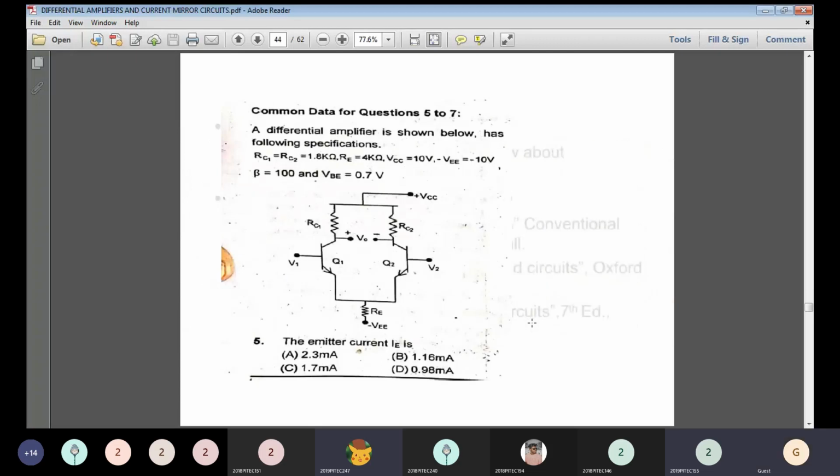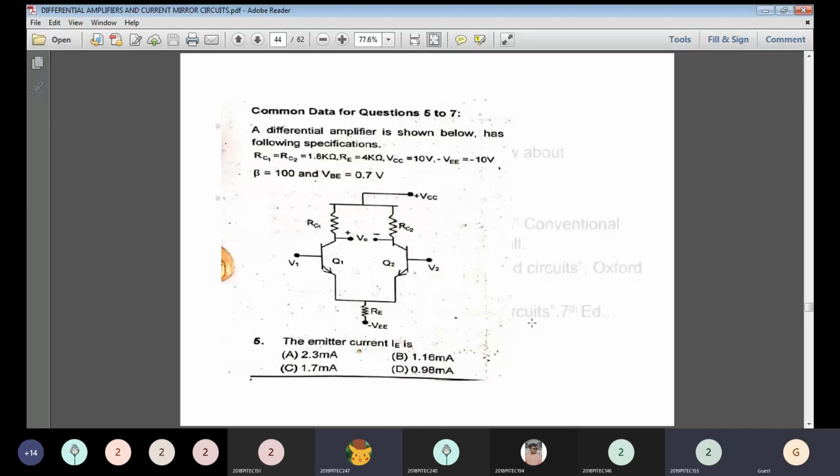The next question. This is common data for the following three questions. A differential amplifier shown below has the following specification: RC1 and RC2 are identical resistors of 1.8 kilo ohms, the RE resistor is 4 kilo ohms, the positive supply is plus 10 volts, and the negative supply at the emitter terminal is minus 10 volts. The beta value mentioned here is 100 and VBE is given as 0.7. You can try this problem.